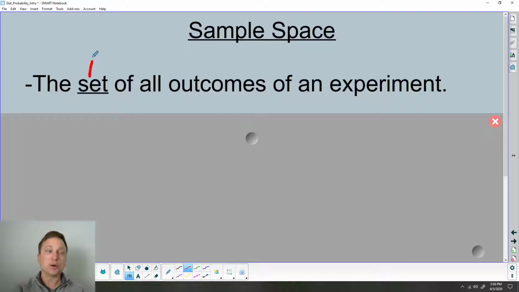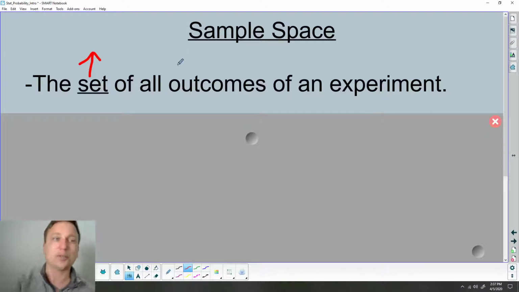So one word where we're headed is set. A set is a group of anything. It doesn't have to be numbers. It doesn't have to be letters. It can be a set of anything. So like the alphabet, we'd say is a set of letters. We'd say evens are a set of numbers. We can say odds are a set of numbers. Negatives are a set of numbers. We could even say Flathead High School is a set of students.